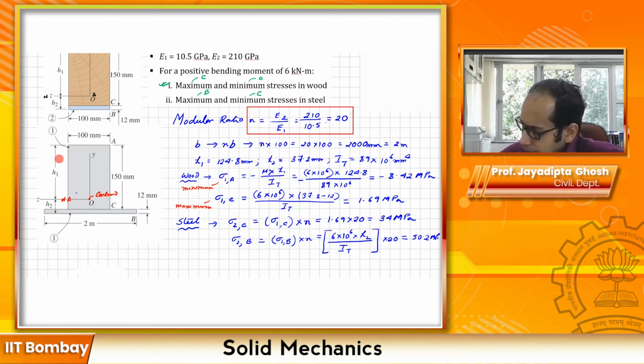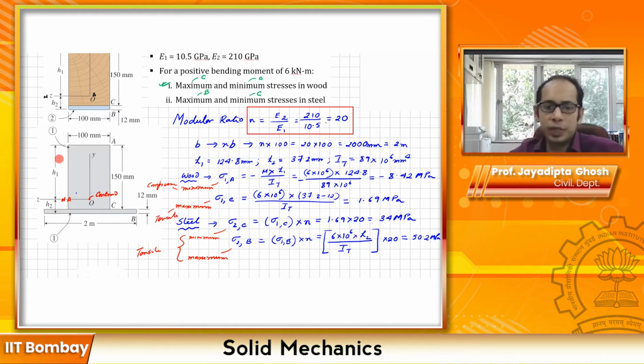MPa. So here for the steel, this is the minimum and this is the maximum. Now remember that for steel both are tensile, so good to make a note. Whereas for here, this is compressive, and this is tensile.